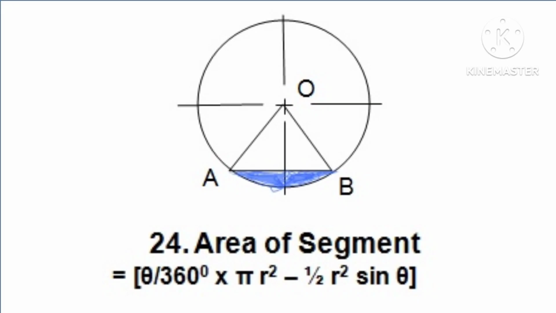24. Area of a segment. A segment is an area bounded by an arc and a chord of a circle as shown in the figure. This area is equal to the area of the sector minus the area of triangle OAB as shown in the figure. It is equal to theta upon 360 degrees multiplied by pi into the square of radius r, minus half of the square of radius r into sine theta.